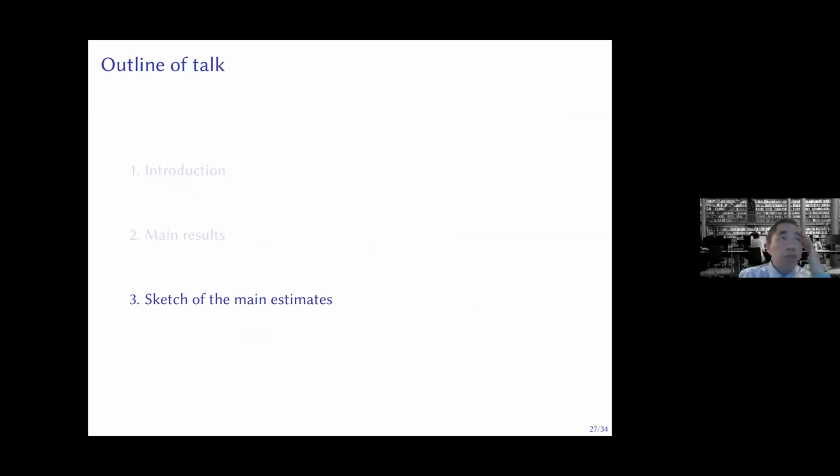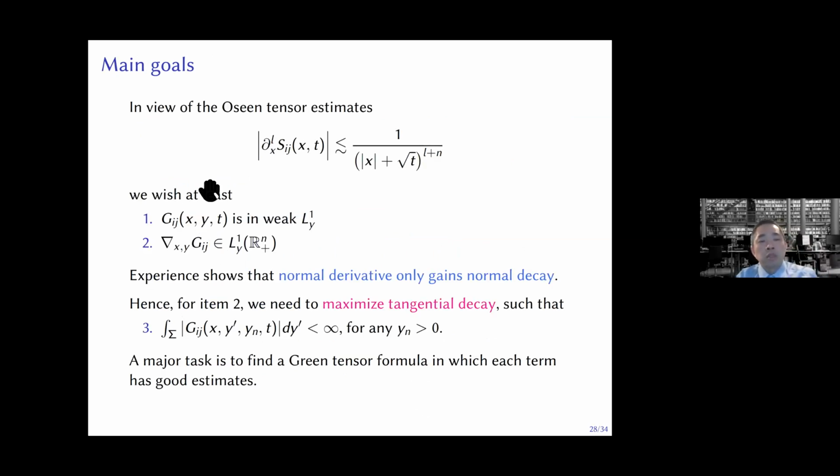So now I want to sketch the main estimate. Here I describe what we want. This part is the Gaussian tensor, the fundamental solution in whole space. Its estimate is very simple. I don't put the time derivative here, just look at the space derivative here. Every derivative gives us one extra exponent. If the order is equal to 0, this is just n. So it's not integrable, but it's weak L1.